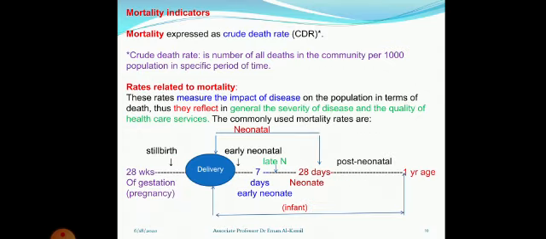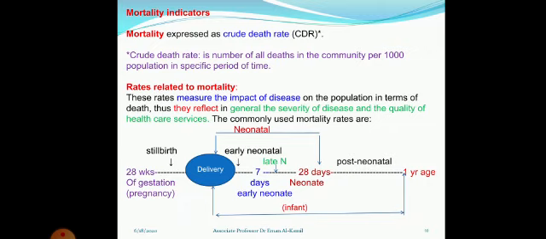Mortality indicators: there are a large number of indicators. We are going to express some of these indicators by using this simple scheme to describe mortality, especially in childhood up to the first year of life. For example, the first one is the crude death rate. Crude death rate is the number of all deaths at all age groups, both sexes, from all causes, out of 1,000 of the population in a specific period of time.